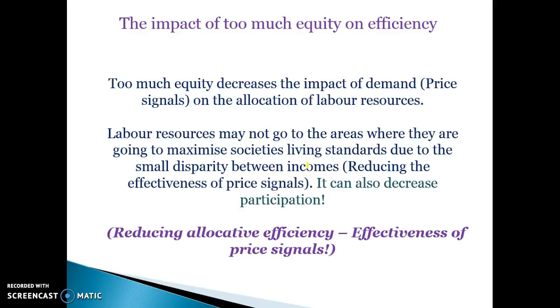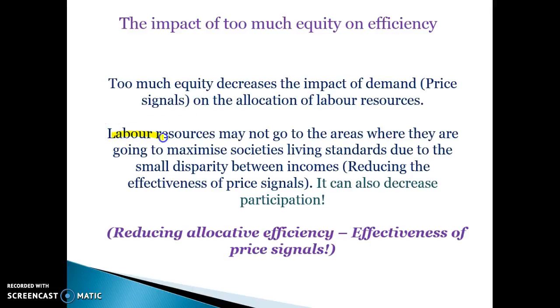It also can reduce allocative efficiency because basically the idea of price signals and having an inequitable distribution of income is that labour will go to the areas where there's the highest level of demand. So if there's a high level of demand for doctors, because they'll generate a high wage, a lot of people want to become doctors, and therefore smart, intelligent people will shift their resources into those areas where they are best suited. The problem with more equity is that these skilled labour may not go to where they're best suited because they don't have that profit motive. They don't have that wage incentive to shift their resources to that area.